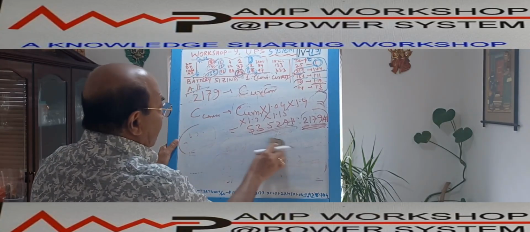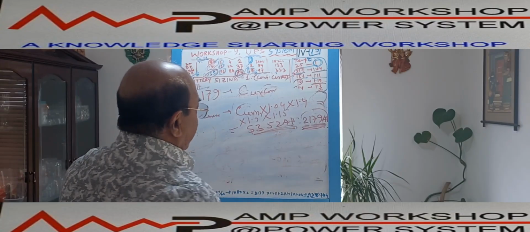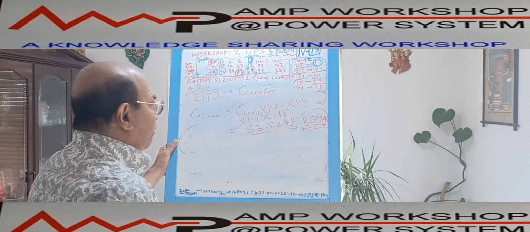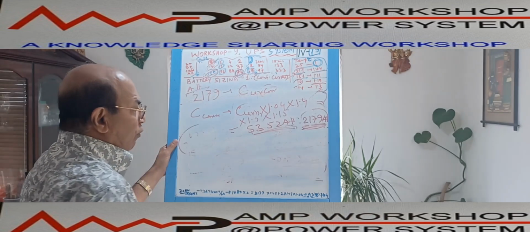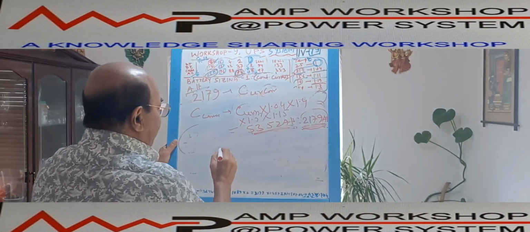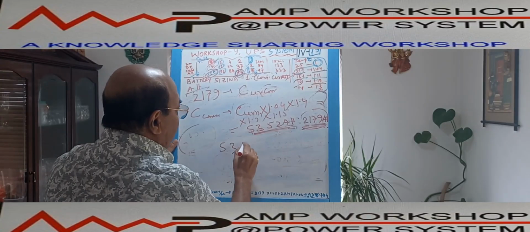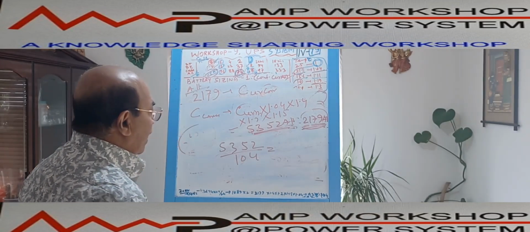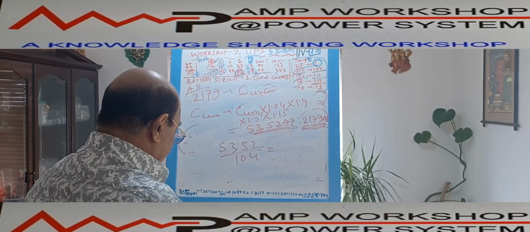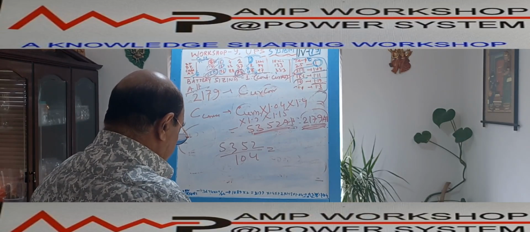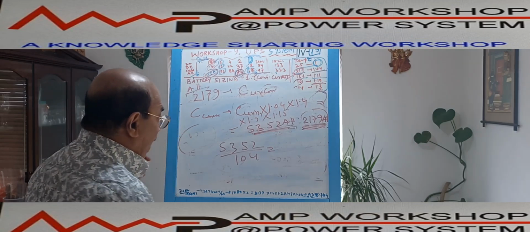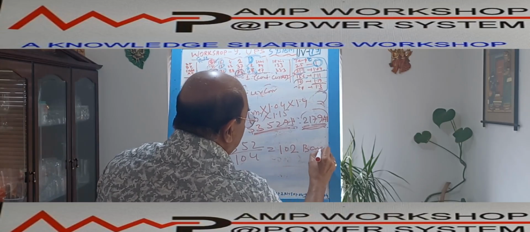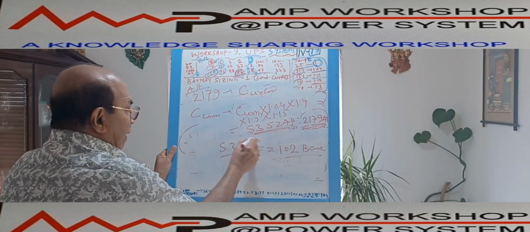That means I need 5352 ampere hour of a C8 104 ampere hour battery. That means how many battery banks are required? One bank gives 104. So to meet this 5352 ampere hour, how many banks are required? 5352 divided by 104 gives about 101, meaning 102. 102 banks are required to power this ampere hour load.